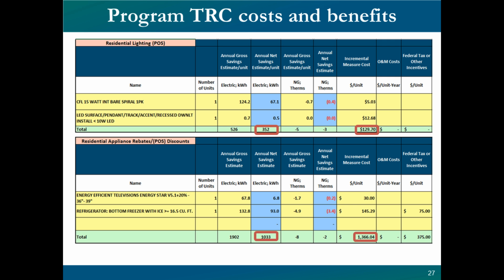Now compare that to the appliance, which is much, much more expensive, almost 10 times more expensive in terms of the cost of the appliances naturally. You've got $1,300, and it's saving, but it's not quite saving 10 times as much energy. So we're saving 1,000 kilowatt hours.